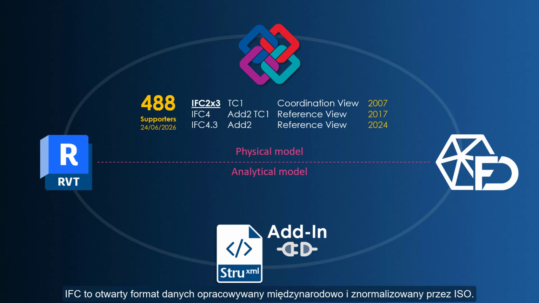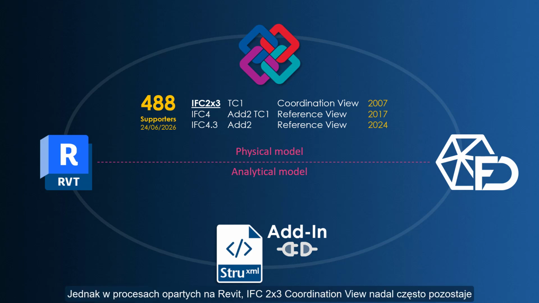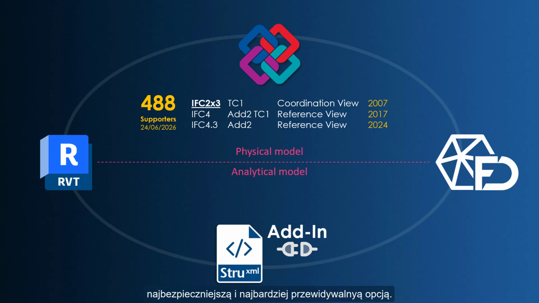IFC is an internationally developed and ISO standardized open data format. It is the most widely used BIM exchange format, and it is supported by hundreds of applications worldwide. Several IFC versions are available, and both Revit and FEM-Design support them. But for Revit-based workflows, IFC 2x3 coordination view is still often the safest and most predictable starting point. That is why I usually recommend starting with IFC 2x3.